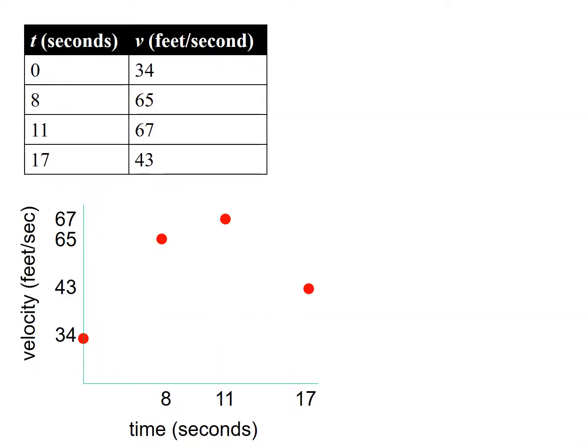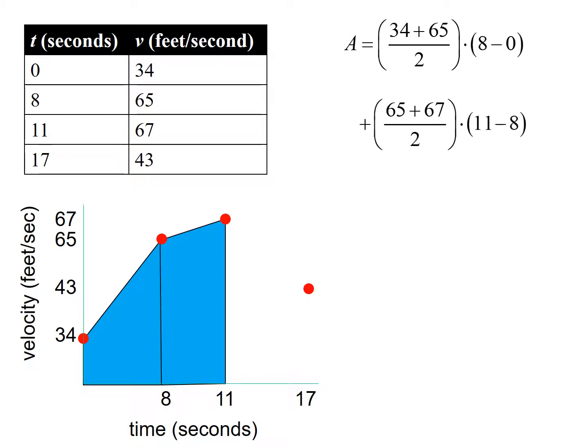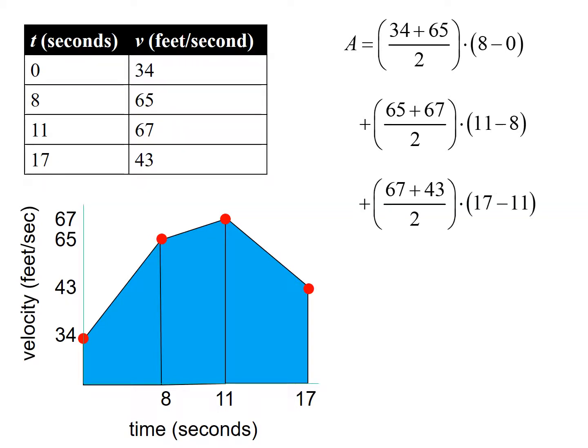So if we graph this to get an idea of what that looks like, that first trapezoid has two sides of 34 and 65 with a width of 8. Our second trapezoid has sides of 65, 67, and a width of 3. And our final trapezoid has sides of 67 and 43, and a width of 6. And if we simplify that all down, we end up with a total distance traveled approximately of 924 feet.